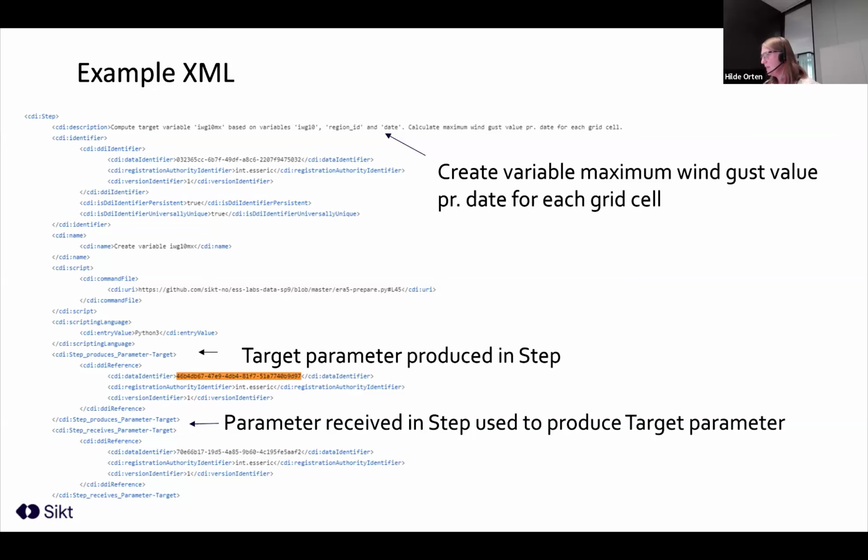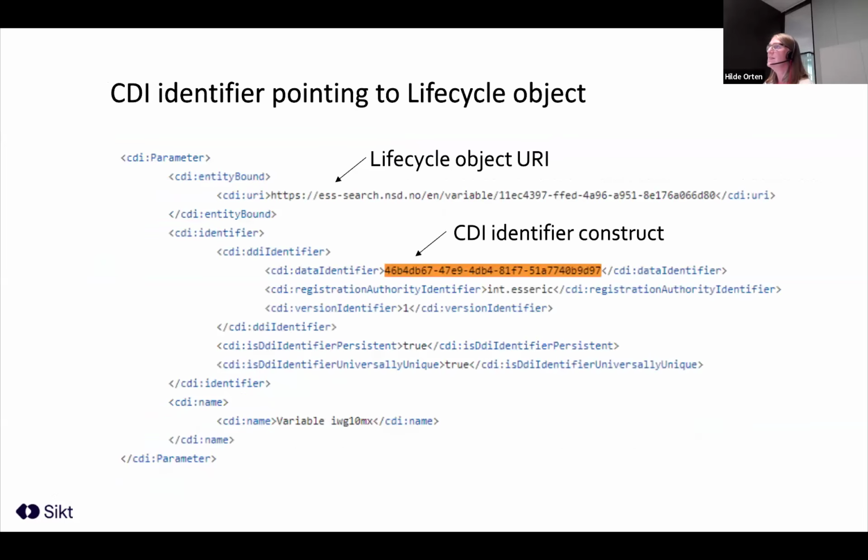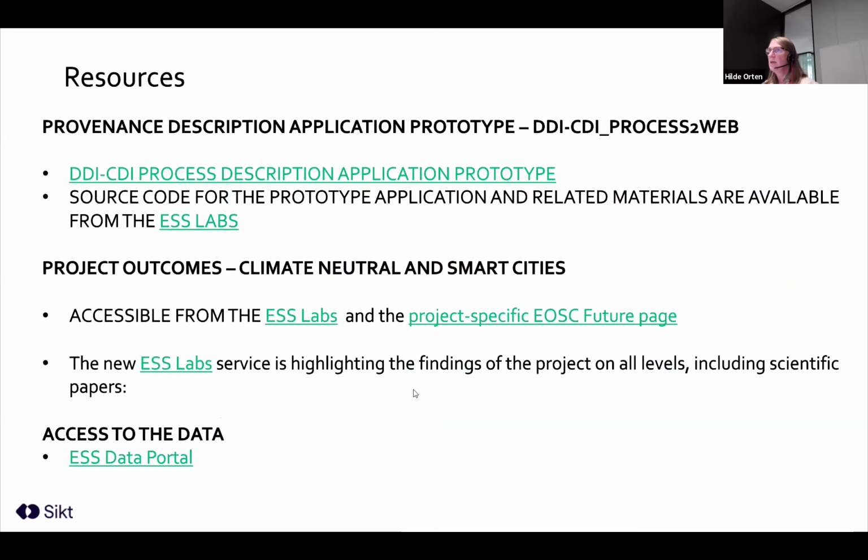And what I would like to say about that is really that we use CDI for this, but it basically points to lifecycle objects, and those are retrieved from the ESS data portal that uses Galactica. There we get the URIs for those. So this is how it works. And now I would like to show you the tool briefly.